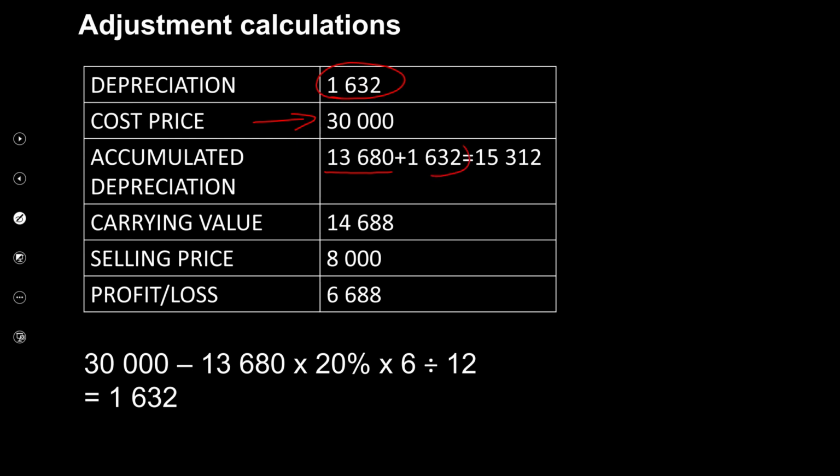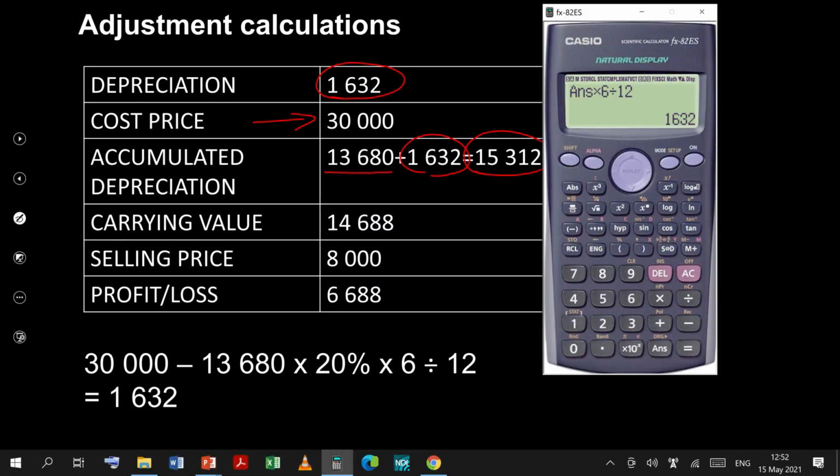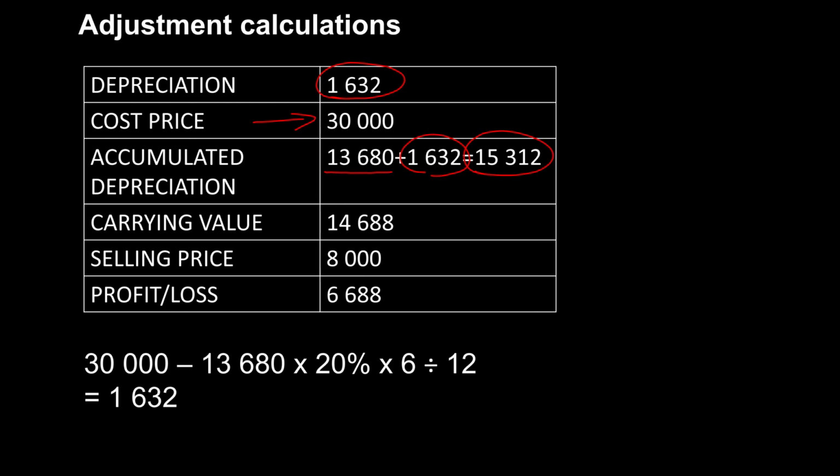Add it to my accumulated depreciation to give me a total accumulated of 15,312, right? Now you subtract. Let's take the 30,000, which was my cost price, minus my accumulated of 15,312 to give me a figure of 14,688. There's my carrying value. I sold it for 8,000 Rand. Clearly you can see that your selling price is less than your carrying value, indicating you've made a loss. A loss of how much? 6,688 in this case.